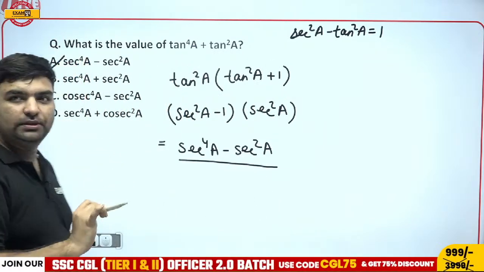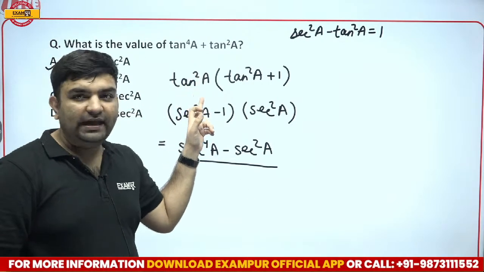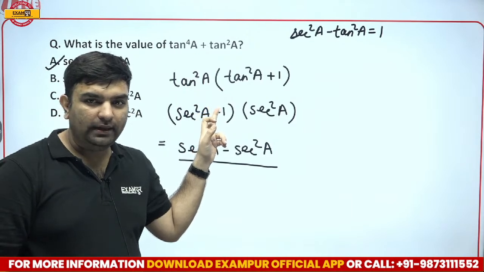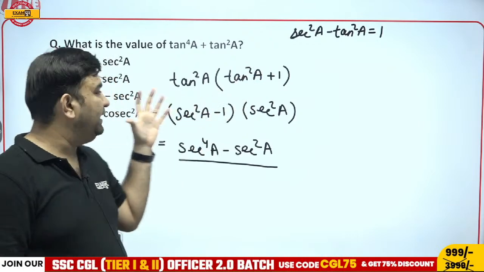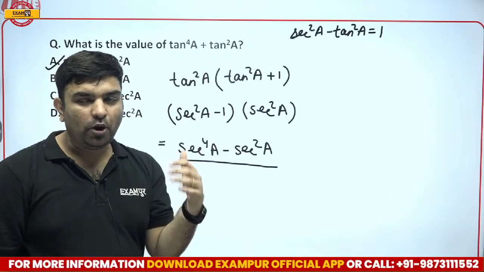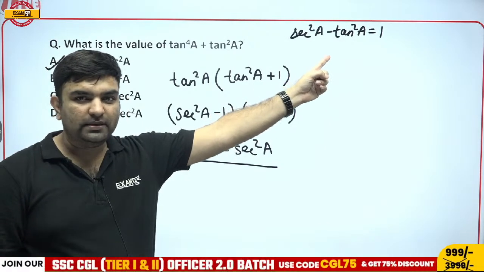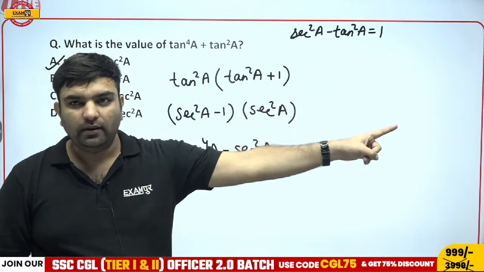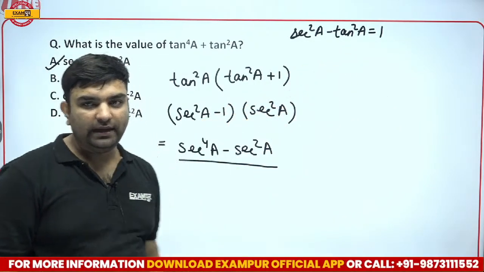Please do watch out. Take tan square a common, and you have to convert the entire problem into sec. So make use of the identity sec square a minus tan square a as 1 and write sec square in place of tan square.